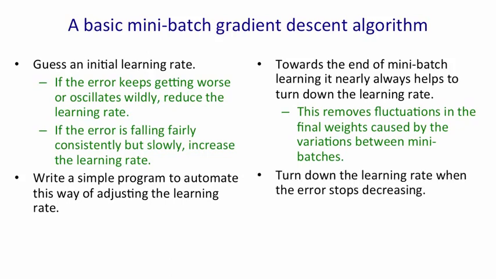So a good time to turn down the learning rate is when the error stops decreasing consistently. And a good criterion for saying the error stopped decreasing is to use the error on a separate validation set. That is, it's a bunch of examples that you are not using for training, and also they're not going to be used for your final test.